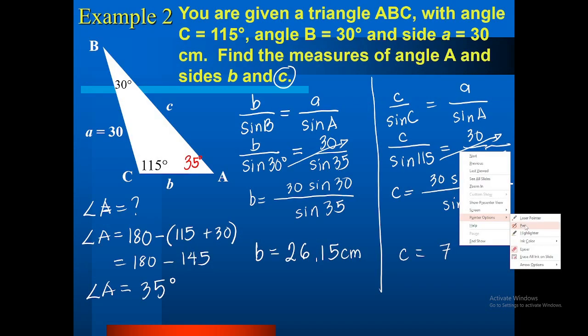Do you have the same answer? 47.40? Okay, you have the answer to problem number 2.